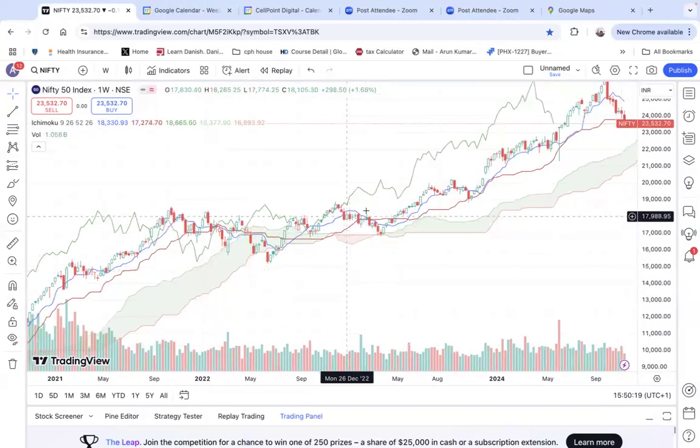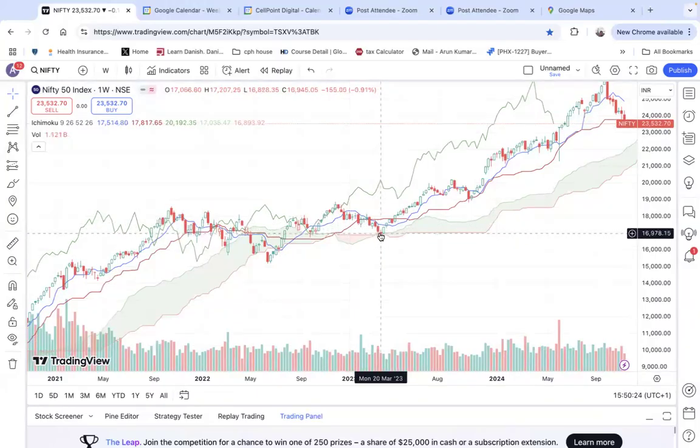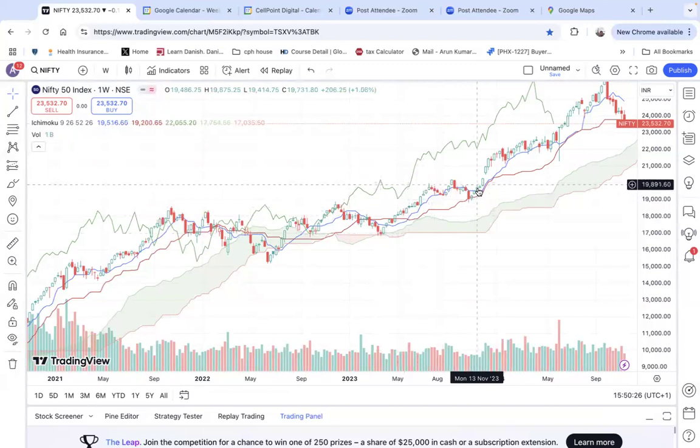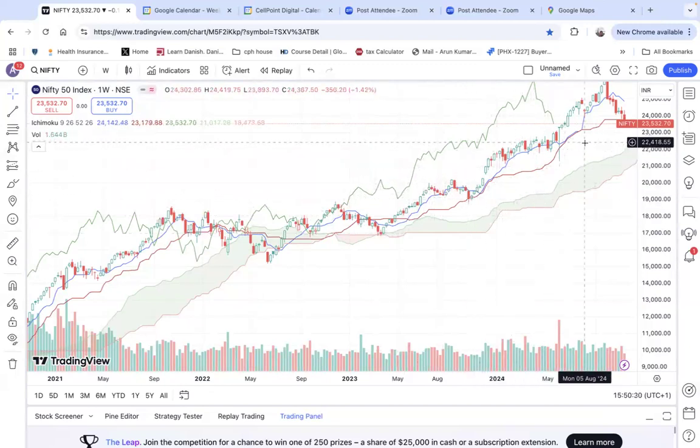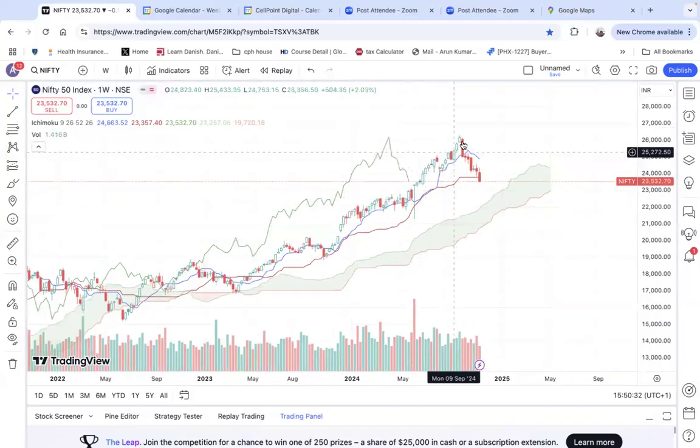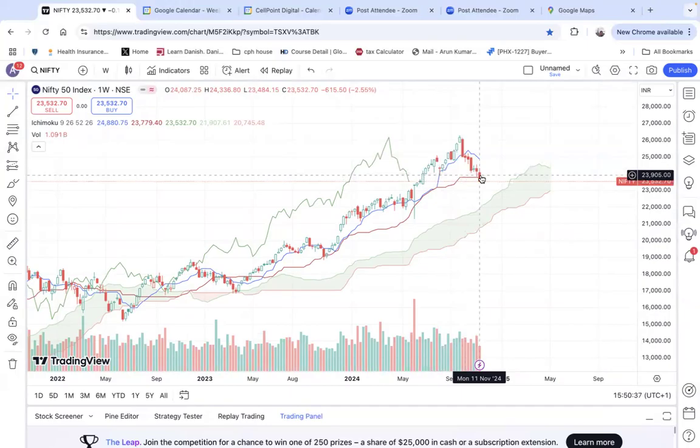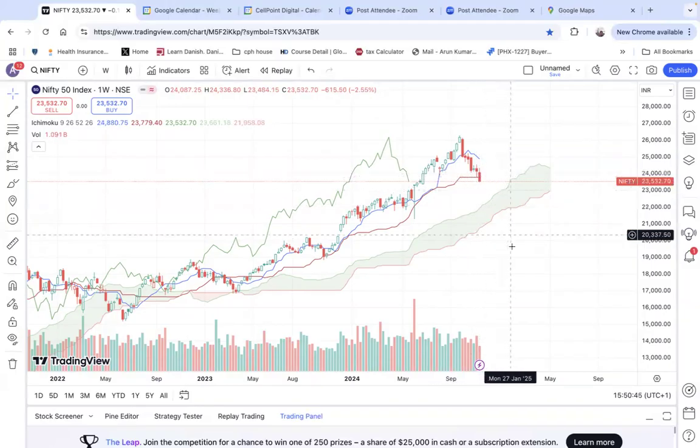From here on, you can see that every time it comes down, it takes a support at the cloud and then it goes up. And you can see that sometimes it takes the brown line as the support and then it keeps on going. Only now, this last week, you can see that decisively the price has come down and breached to here.